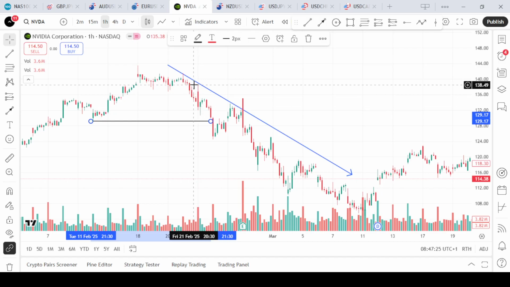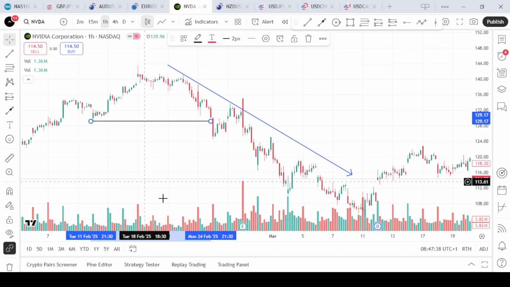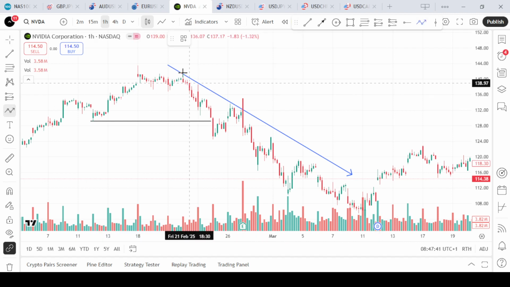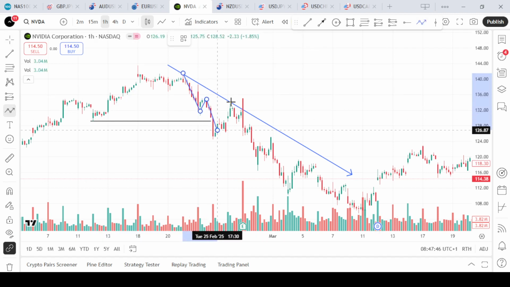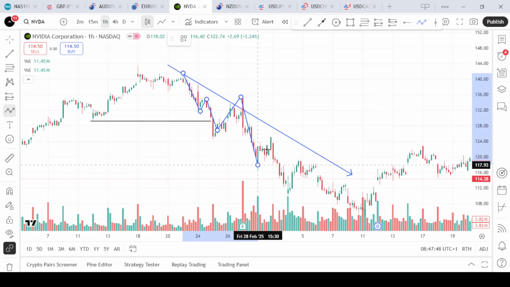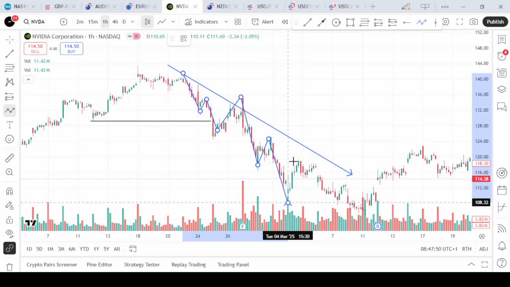Remember, the Darvas strategy works best in a clear directional moving market, not in a range or choppy market. So you have to look for consistent higher highs and higher lows in an uptrend, or lower lows and lower highs in a downtrend. And as we can see, price is creating consistent lower lows and lower highs in this market.